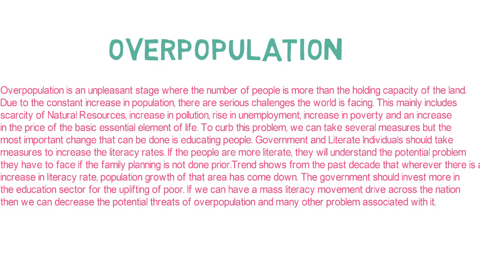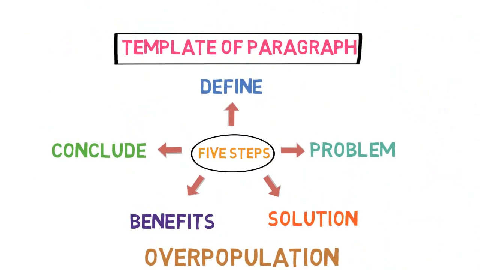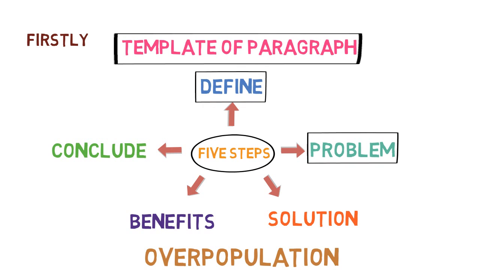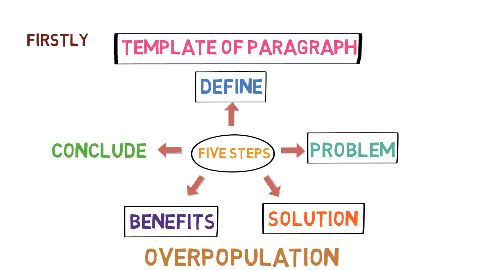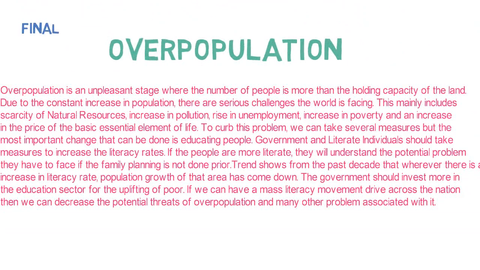You can see how well structured the paragraph has become after following the 5 steps. That's all about paragraph writing in this video. Let's quickly revise what we learned in this video. We saw the template of paragraph writing, which we also used in our previous video. This template includes 5 steps. First is to define the topic, second, explain the problem, third, state the solution, fourth, state the potential benefits of applying the solution, and fifth, conclude in a positive note. Then we applied this template on the topic overpopulation.